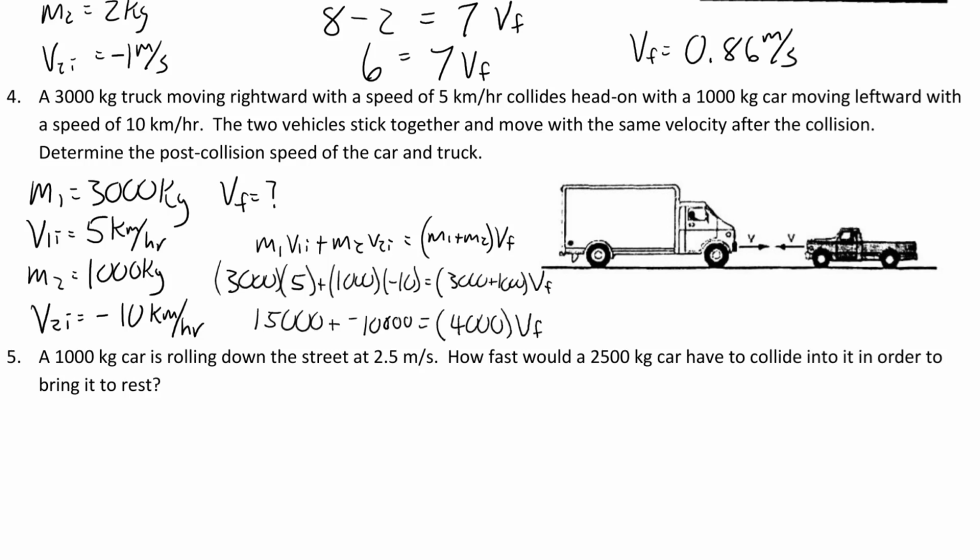So you get 5,000 divided by 4,000, and VF is equal to 1.25 meters per second. You get a positive number, so that means that the truck wins basically, and they slide off to the right before coming to a stop.